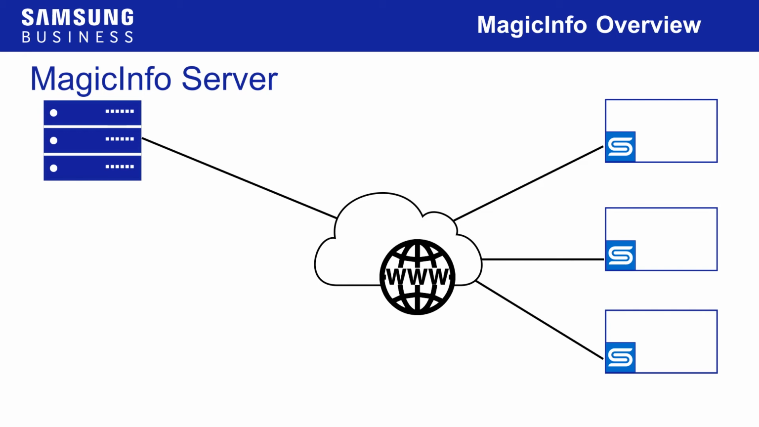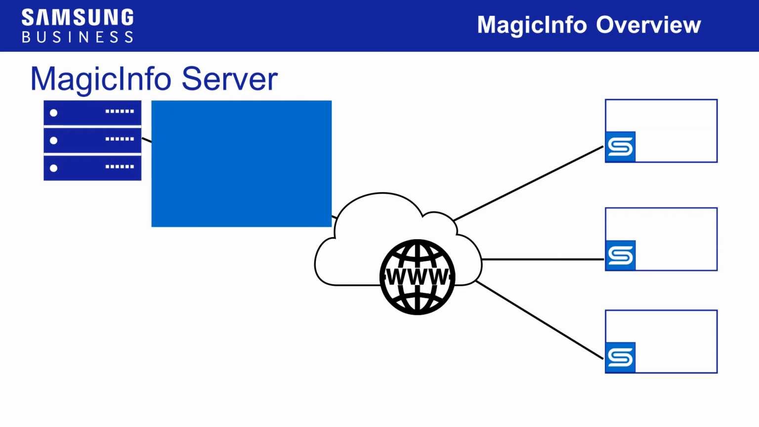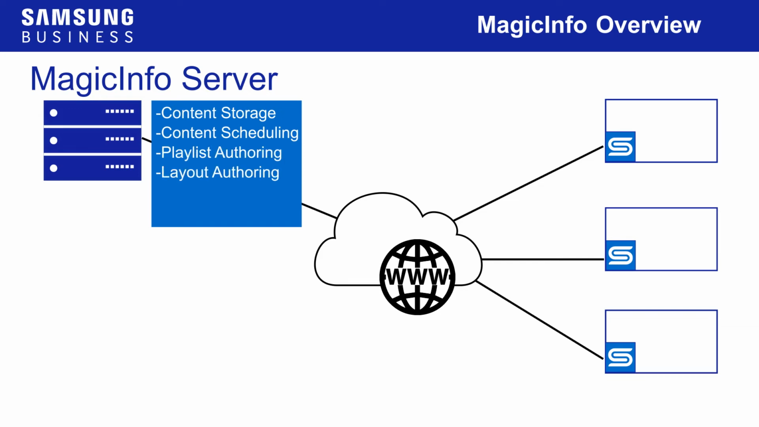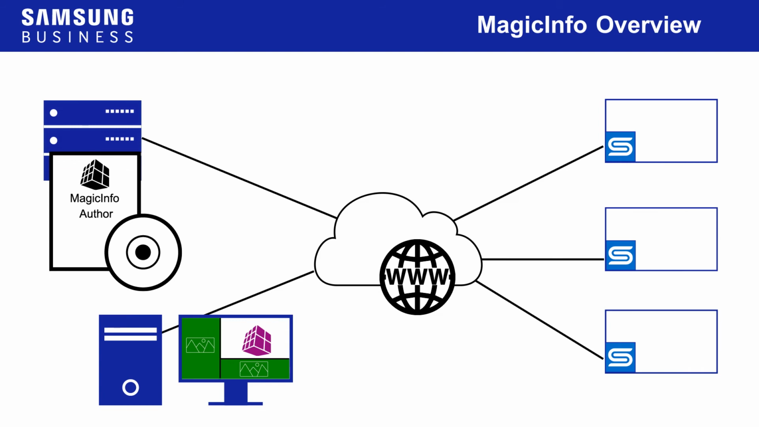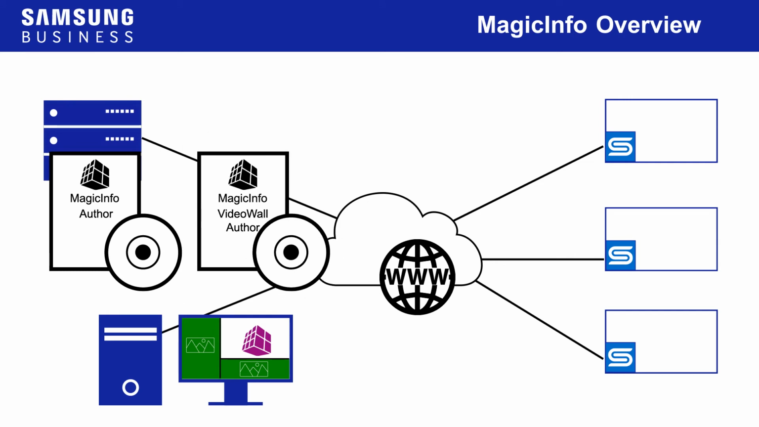The MagicInfo server software acts as a content management system, providing an array of features including storage and scheduling of signage content, basic authoring of playlist and content layouts, remote management of connected displays, user access permissions, and much more. For content creators, more comprehensive layout and arrangement tools are available using MagicInfo Author software, noting that there are separate packages dedicated to authoring content for either single display or video wall applications.